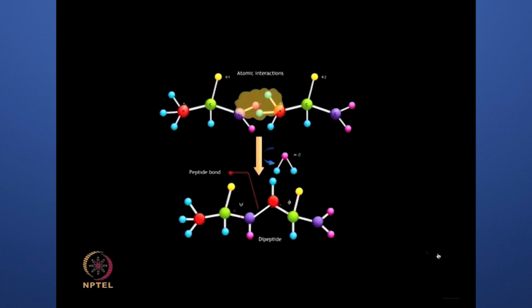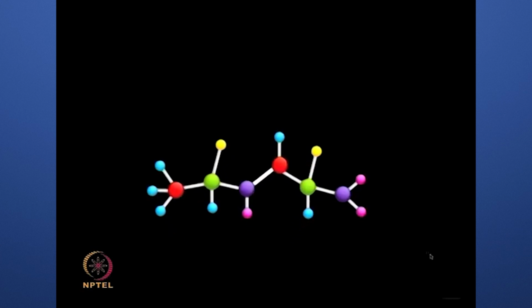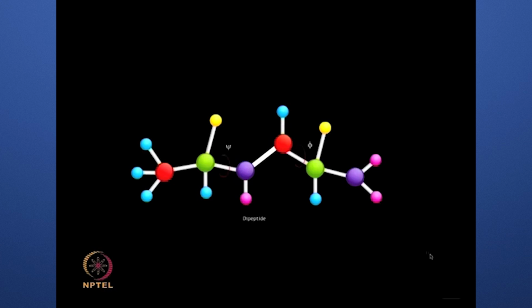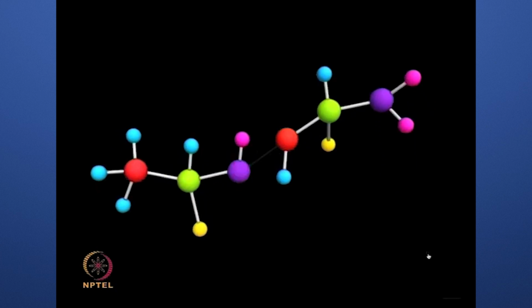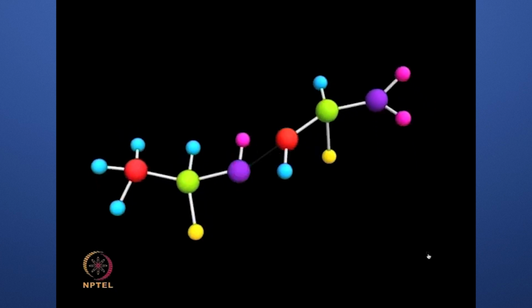The peptide bond is rigid due to its partial double bond character, which arises from the resonance structure. However, the bonds between the alpha carbon and amino and carboxyl groups are pure single bonds that are free to rotate.